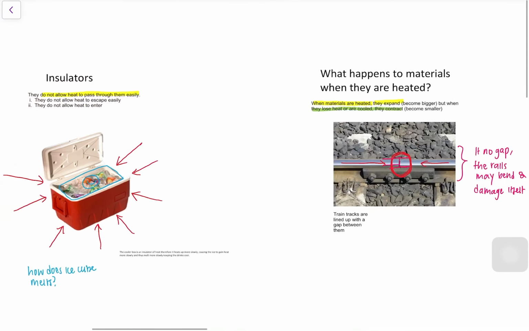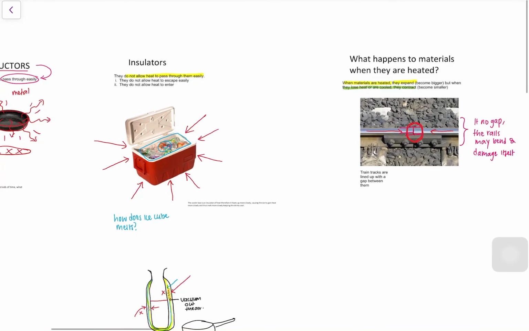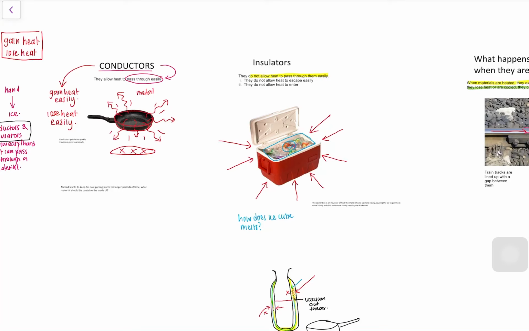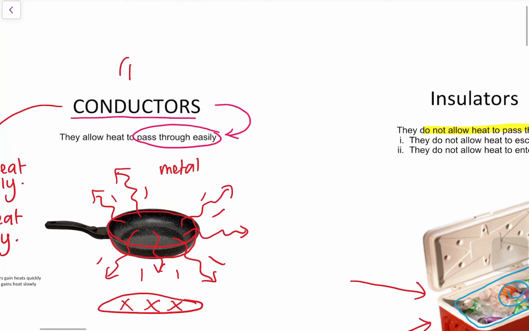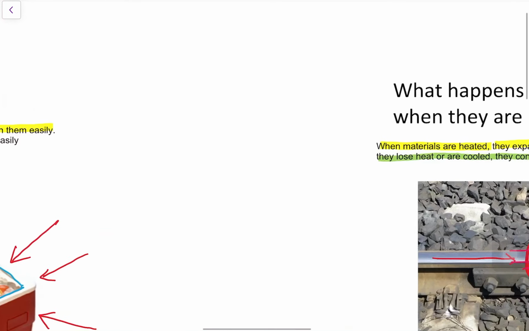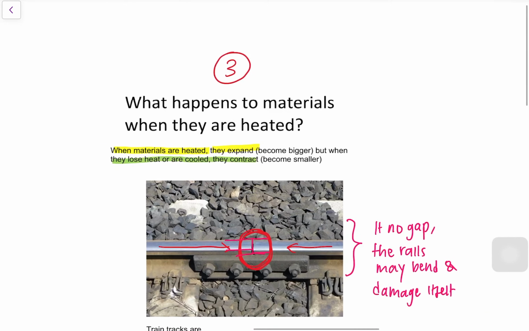All right, so this is the basics of materials and heat. So there are three things for you to know to test yourself. Can you explain what a conductor is? Can you explain what an insulator is? And can you explain what happens to materials when they are heated or when they are cooled? All right, so we will move on to the next section of the video, which will be in another video.